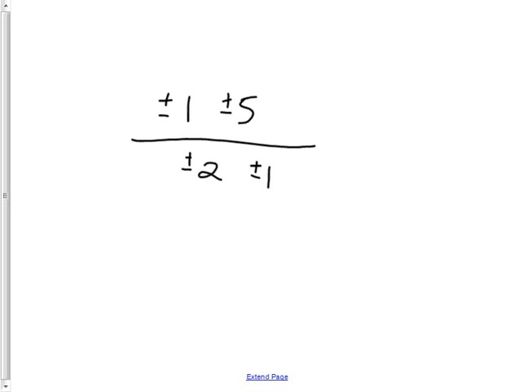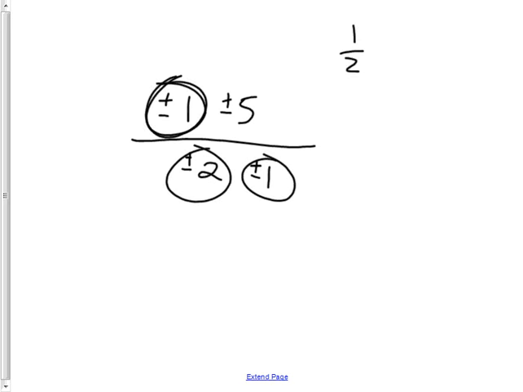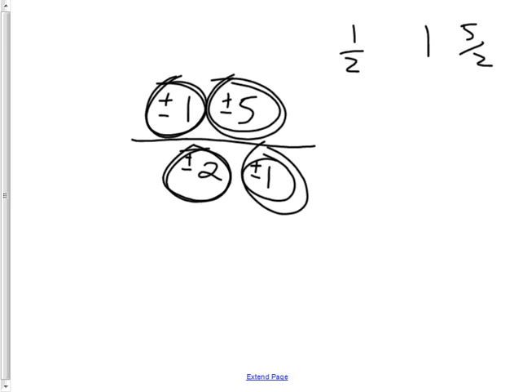Well, it'd be 1 over 2 is 1/2. 1 over 1 is 1. 5 over 2 is 5/2. And 5 over 1 is 5. And then it's plus and minus of all of those. Yeah, it gets ugly. So then I can tell you this.